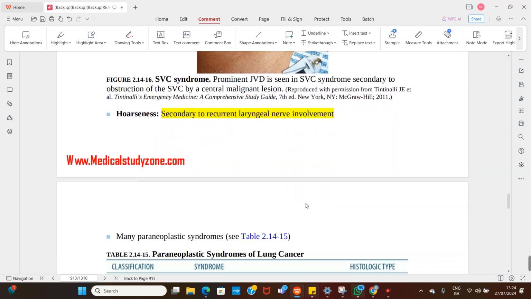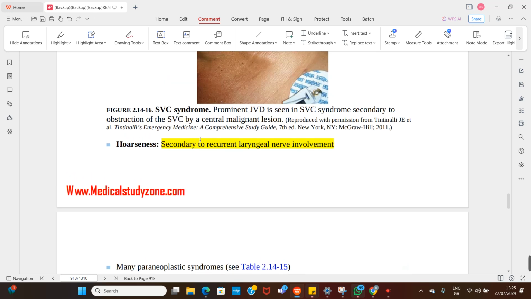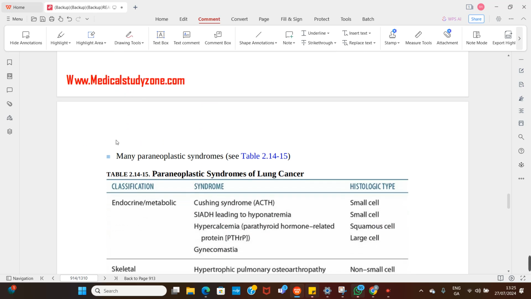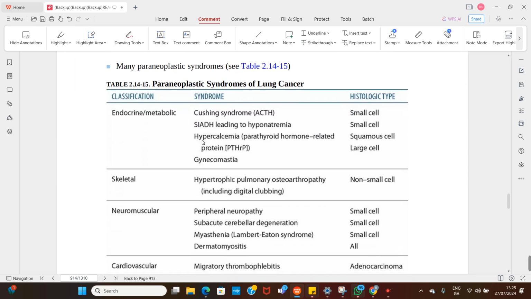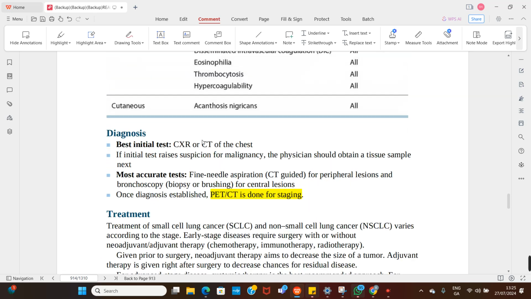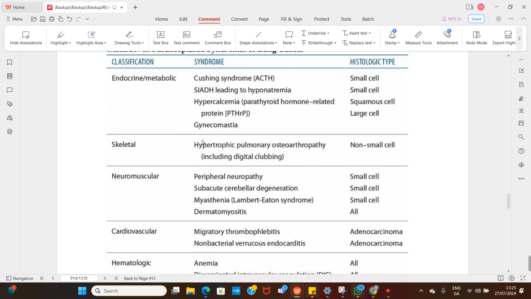They can also have compression of the recurrent laryngeal nerve, and there's going to be hoarseness. They can have many paraneoplastic syndromes, and we just need to know a few of them. Don't need to know everything. The common ones: Cushing syndrome, ACTH, ADH. ADH and ACTH are small cell. Your PTH-RP is from what? Squamous cell. Gynecomastia is large cell. Gyne, big breast, and large cell, big cell. It's due to the HCG secretion effect of this large cell.